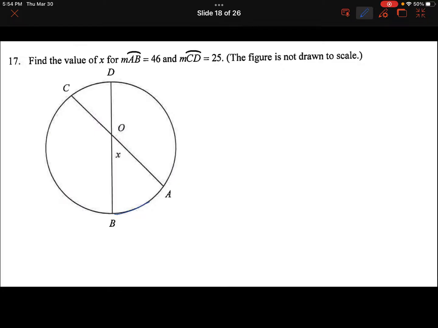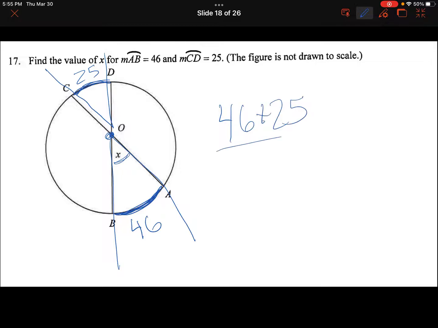Number 17. Here we have arc AB, which is 46, and we have arc CD, which is 25. So again, we do have the arcs that are intercepted by this angle that you're looking for and its vertical angle. So when the vertex is on the inside, we need to add these arcs together. 46 plus 25, and then divide by 2. Well, 46 plus 25, 40 and 20 is 60. 6 plus 5 is 11, so we have 71 divided by 2. 70 divided by 2 would be 35, so here we have 35.5 degrees.